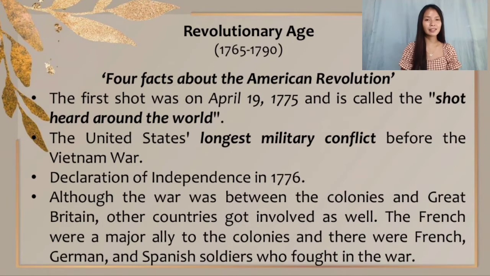So I have here four facts about the American Revolution. The first shot fired in the American Revolution was on April 19, 1775, and it is called the shot heard around the world. The American Revolution was the United States' longest military conflict before the Vietnam War. The Declaration of Independence was in 1776. Although the war was between the colonies and Great Britain, other countries got involved as well. The French were a major ally to the colonies, and there were French, German, and Spanish soldiers who fought in the war.